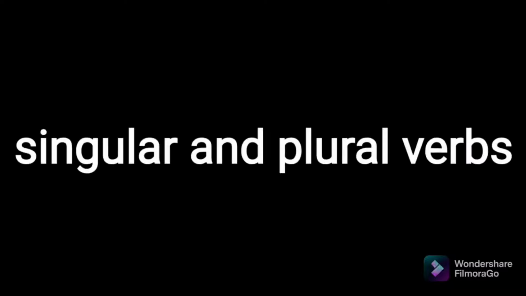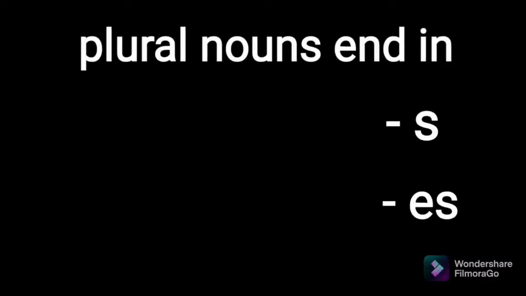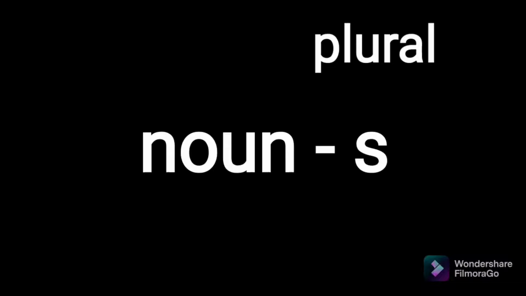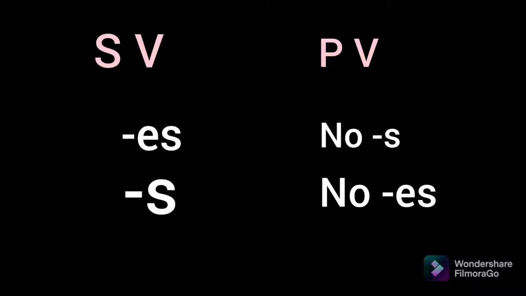Making a singular verb plural is not that complicated. How do you make a noun plural? We add an s or es, right? For example, boy, boys, girl, girls, house, houses, glass, glasses. So we've added s or es to the nouns to make them plural. It's just the opposite when it comes to verbs. To make a singular verb plural, you have to remove s or es. In other words, for singular verbs, you add s or es. For plural verbs, don't add s or es.